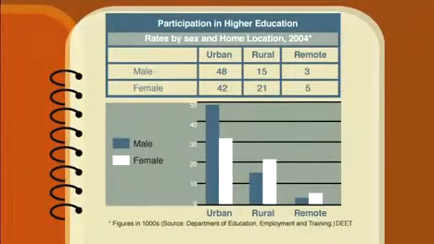Now let's take a look at a practice question. Here's an example Task 1 question. This table gives participation rates in higher education in New South Wales for males and females according to home location in urban, rural or remote areas for the year 2004. We also have a graph. The graph shows the same information as the table. We can see that we have information about the number of men and women who go on to higher education or university in 3 different areas.